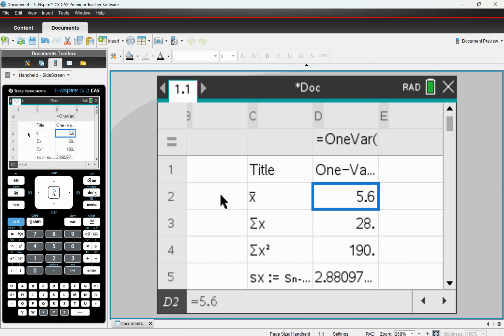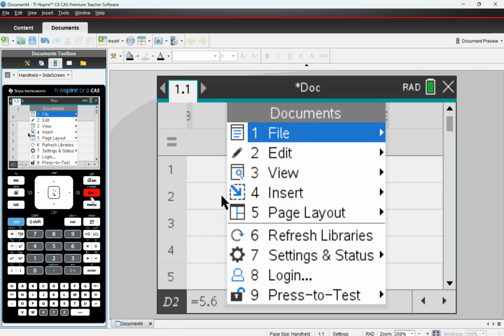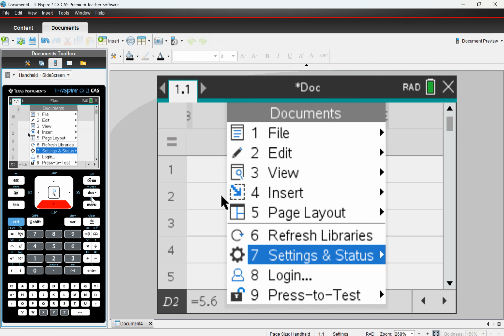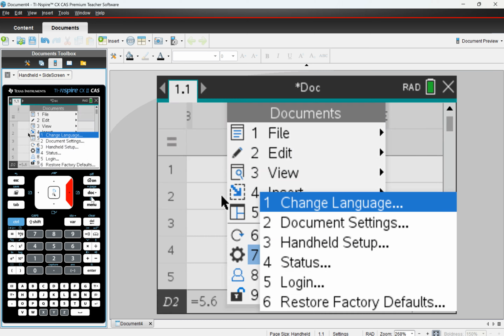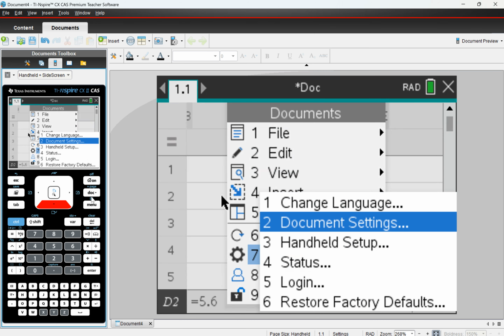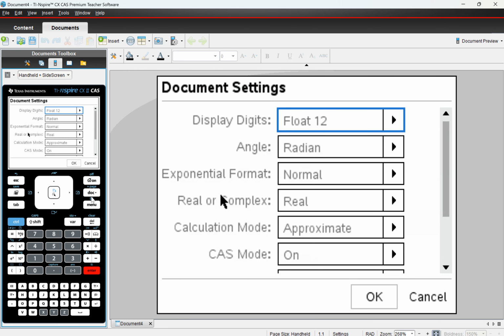Yeah. If you've got an exact form, go to documents, so doc. Number 7 for settings and status. Then document settings, which is number 2. If you scroll down, it says calculation mode.